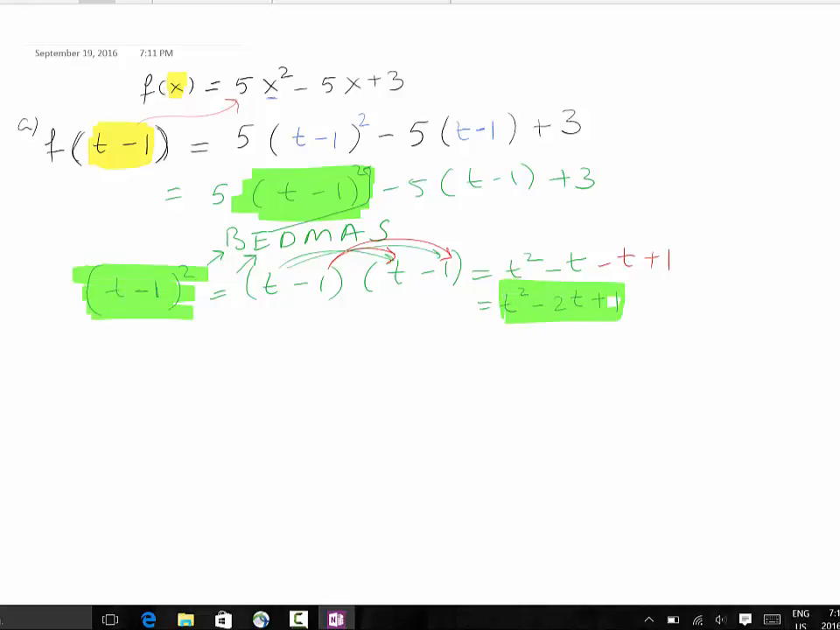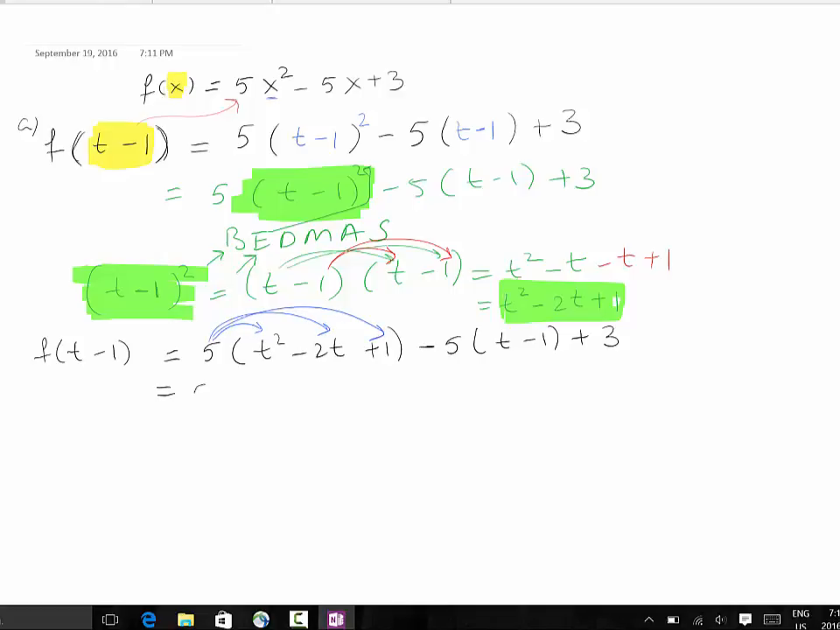So now let's put this back in that equation and see what we get. So we get f(t minus 1) equals 5 times, so instead of (t minus 1) squared, we're going to write (t squared minus 2t plus 1) minus 5(t minus 1) plus 3. Next we are going to distribute 5 so that we can get rid of the bracket.